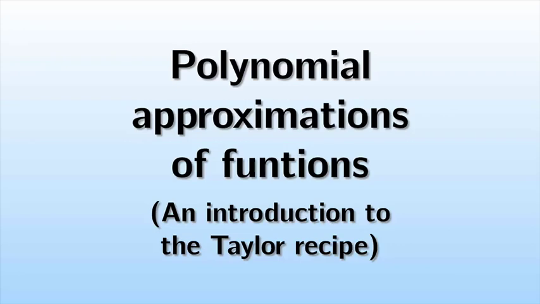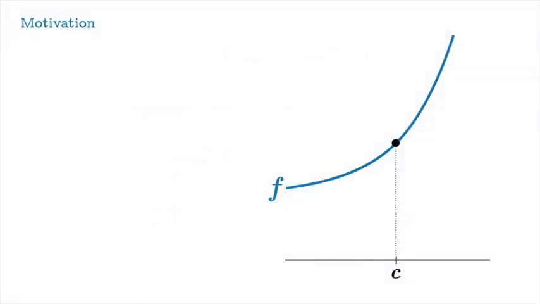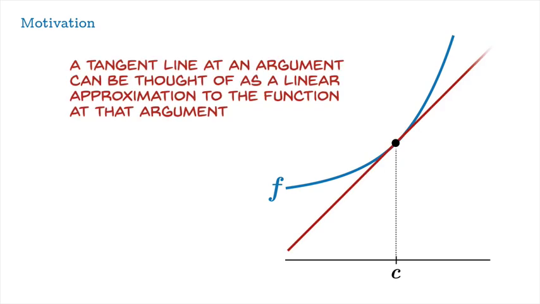Hi folks, in this video we're going to talk about polynomial approximations of functions, which I might call an introduction to the Taylor recipe. So here's the motivation. A tangent line at an argument can be thought of as a linear approximation to the function at that argument. If you look carefully at the point of tangency, you see that the tangent line and the graph of the original function sort of coincide for a while, or they come very close to coinciding. So you can think of this as sort of a linear approximation.